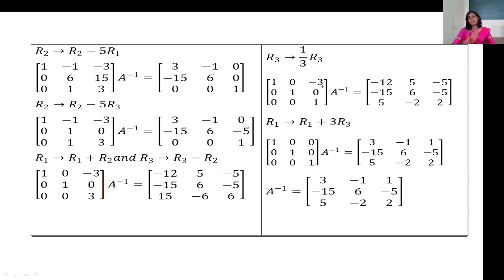Now make this element into 0. For that, the transformation is R1 gives R1 plus 3 R3. So we will get this 0. So A inverse is equal to 3, minus 1, 1, minus 15, 6, minus 5, 5, minus 2, 2. So the value of A inverse is equal to 3, minus 1, 1, minus 15, 6, minus 5 and 5, minus 2, 2.